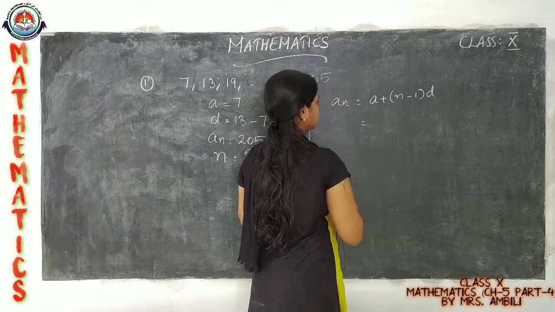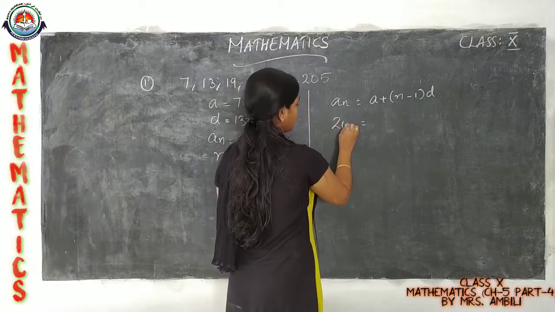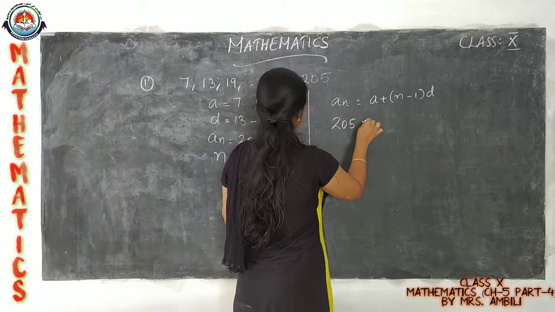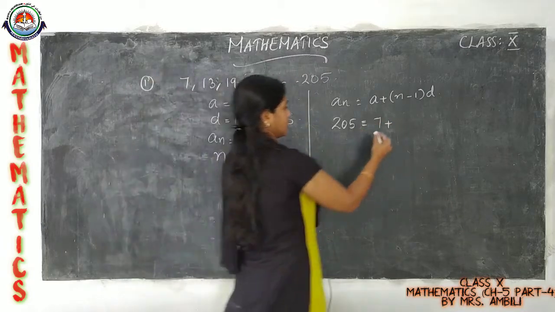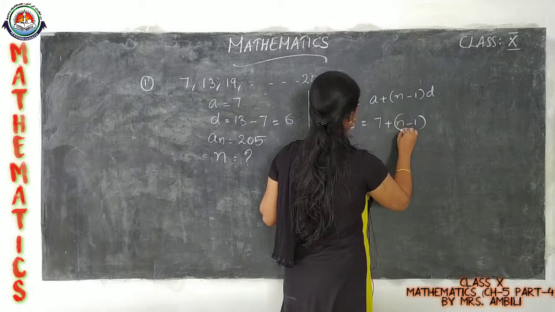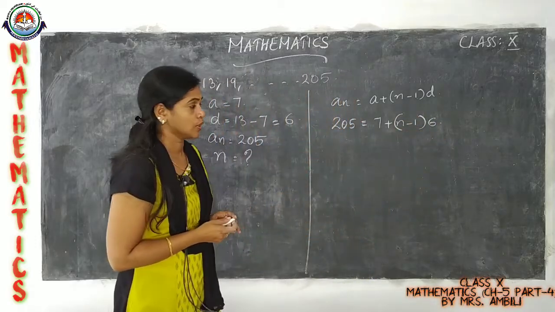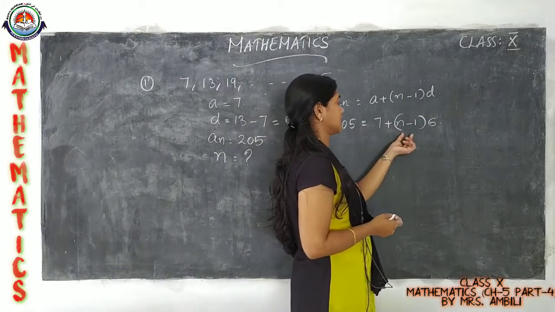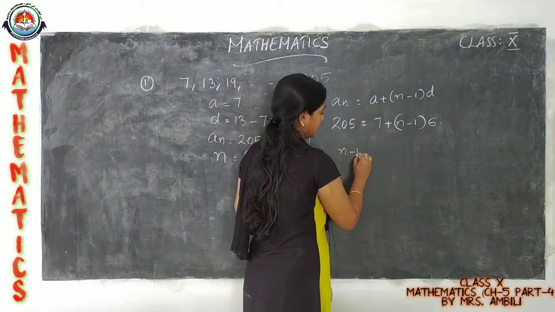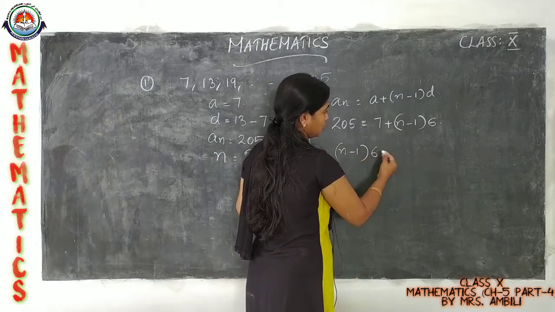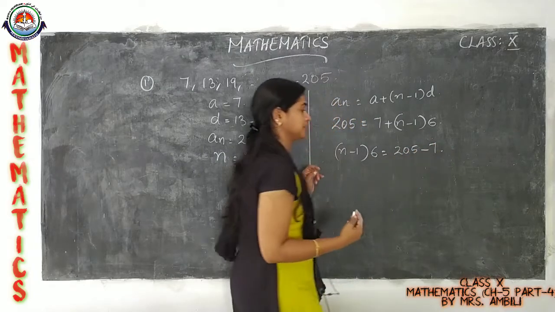Substitute the values. What is a_n? a_n is given here, 205. So 205 equal to, what is a? a equal to 7, plus, what is n? n is not given. So n minus 1 into d. What is d? d equal to 6. Okay, so now we got 205 equal to 7 plus n minus 1 into 6. So we need to find the value of n. So I am writing here n minus 1 into 6 equal to 205 minus 7.